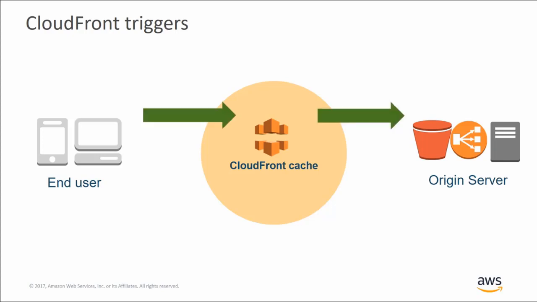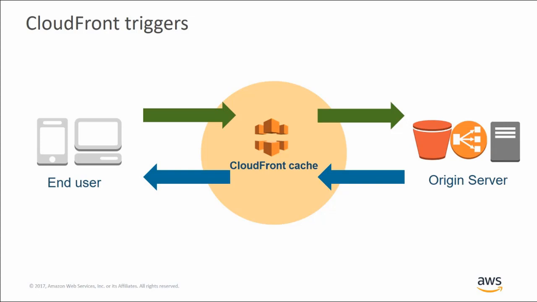So let's take a look at what happens when the end user tries to access the content. CloudFront will automatically route the request to a CloudFront location that is closest to the user from a latency standpoint. Once the request lands at the cache, when it's a first request, it's going to be a cache miss. The data is not present in the location. And CloudFront will automatically fetch the data from the origin server, serve the request back, and cache the content.